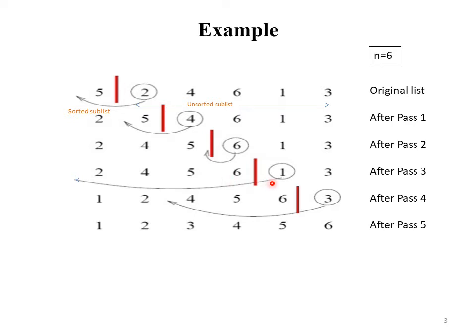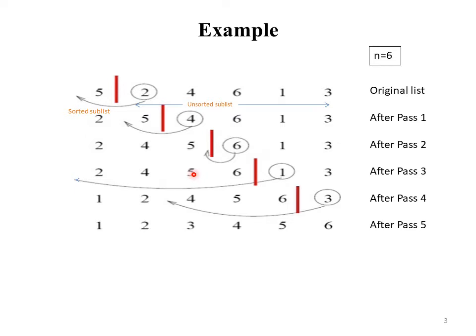Now select the first position element, that is 1. So we compare this element with the sorted sublist elements. So we first compare 1 with 6. We go from right to left. So we compare with 6 first. So 1 is less than 6 and we compare with 5.